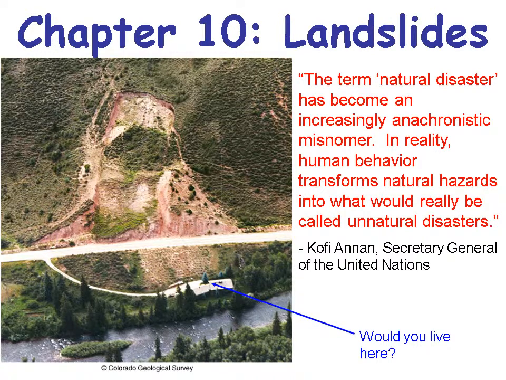Kofi Annan, who was the Secretary General of the United Nations, said, "The term natural disaster has become an increasingly anachronistic misnomer. In reality, human behavior transforms natural hazards into what would really be called unnatural disasters." So if that house gets covered, is it a natural disaster? Well, it'll get called that, but it's only because somebody built a house where they shouldn't have, or somebody allowed water to be put in that slope above there and they shouldn't have, or the list goes on.